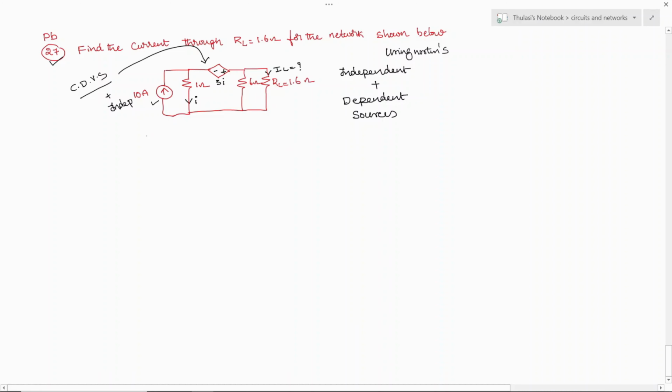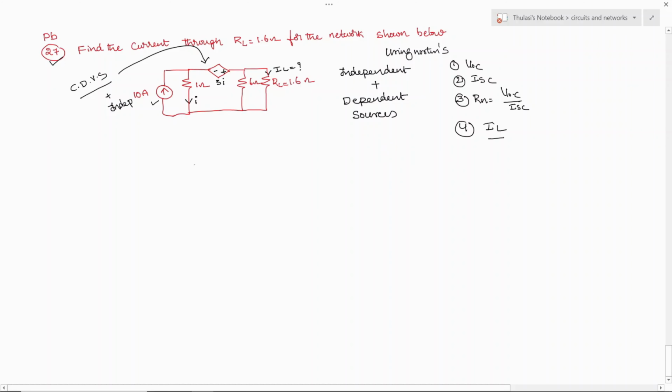So how to solve this problem is, first we need to find out VOC, and next we need to find out ISC, and the third step we need to find out R Norton is equal to VOC by ISC, and by the fourth step we have to substitute in the formula in the equivalent Norton's and we need to find out IL. So let's try to see the procedure.